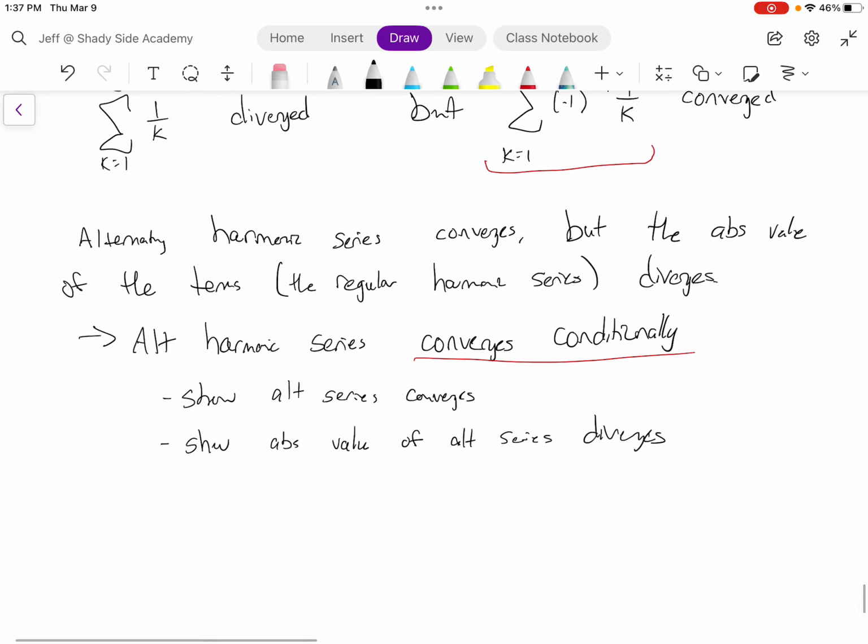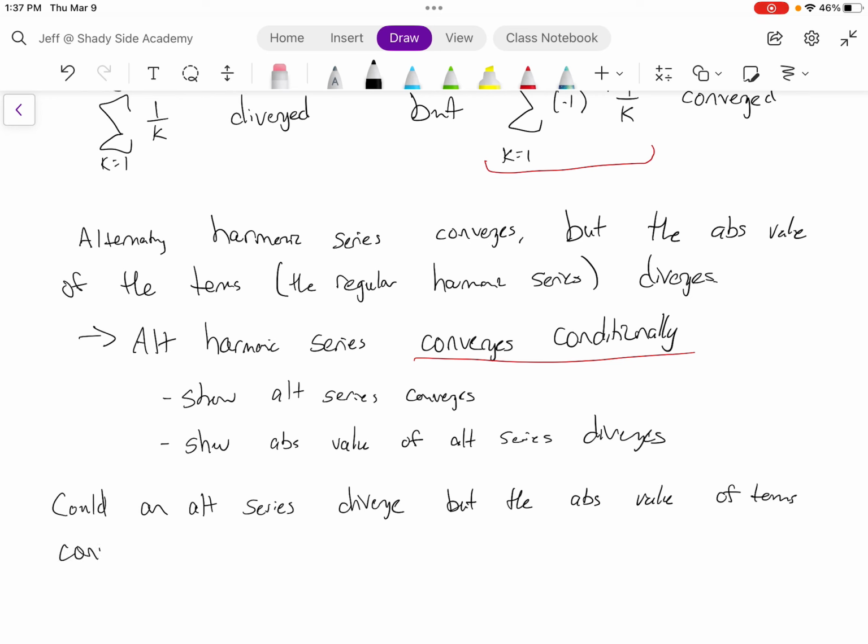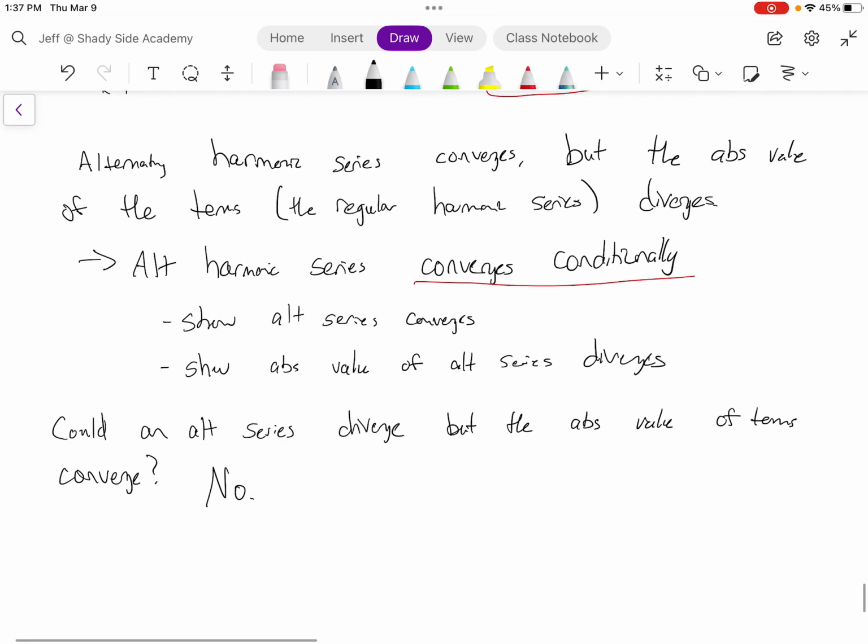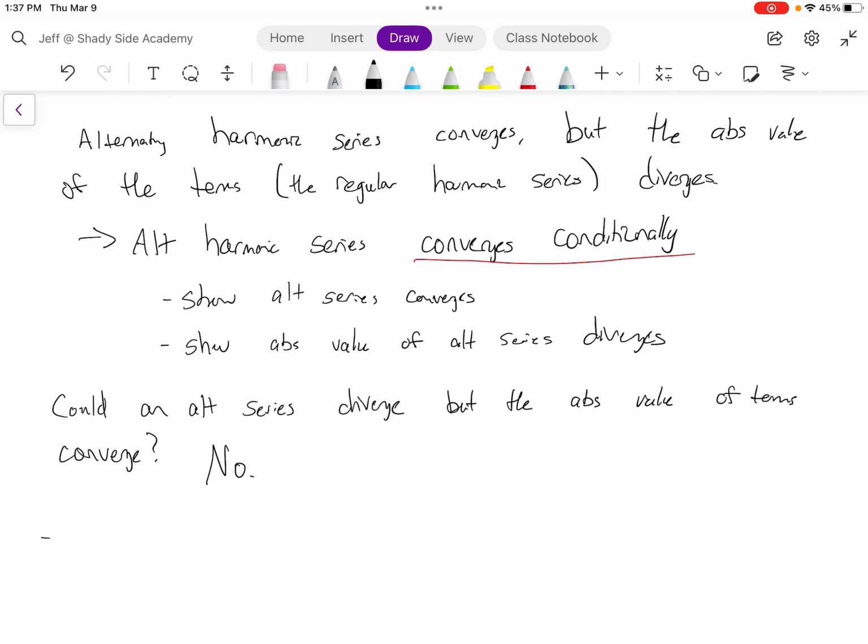And then we had this thought question: could an alternating series diverge, but the absolute value of the terms converge? Do we think that's possible? Could an alternating series diverge and go off to infinity, but if I took the absolute value of all the terms, could they converge? Do we have a sort of conditional divergence? And the answer is no. And we will discuss this on Monday.